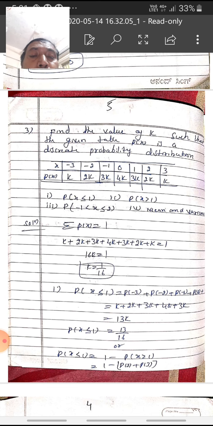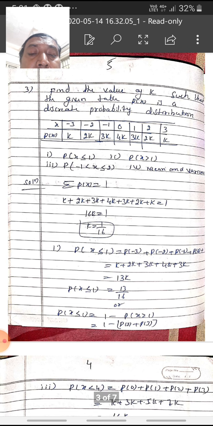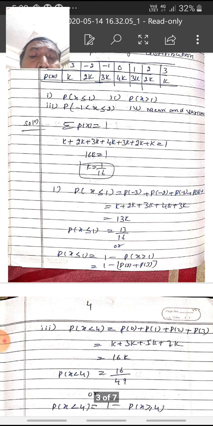Second, probability x less than or equal to 1. Less than or equal to 1 means P of minus 3, P of minus 2, P of minus 1, P of 0, P of 1. You are adding 1, 2, 3, 4, 5 values, because 1 also is there.